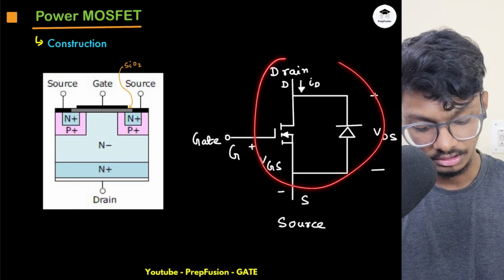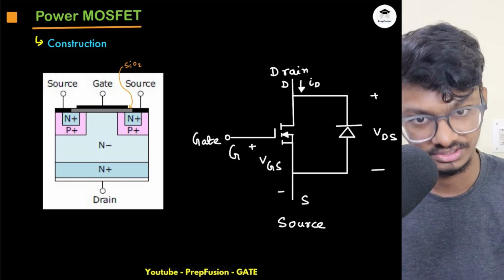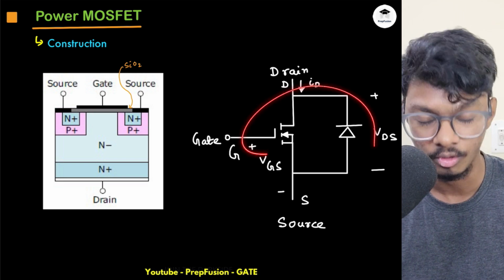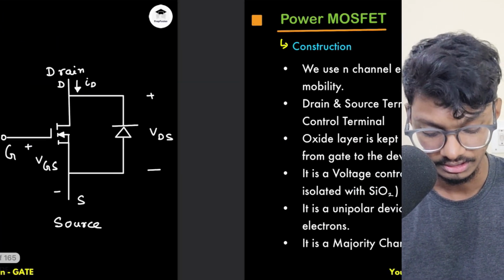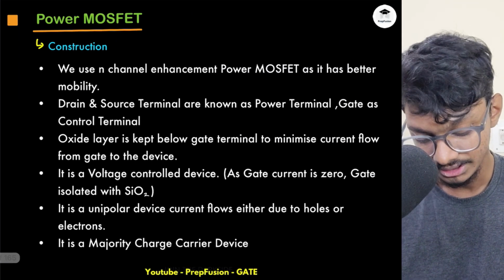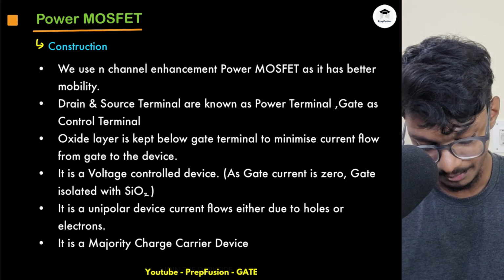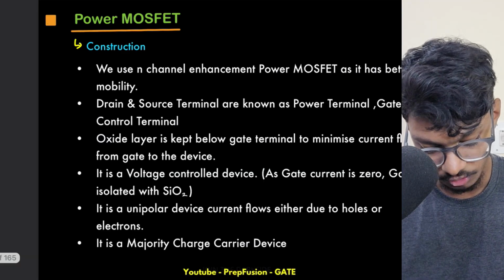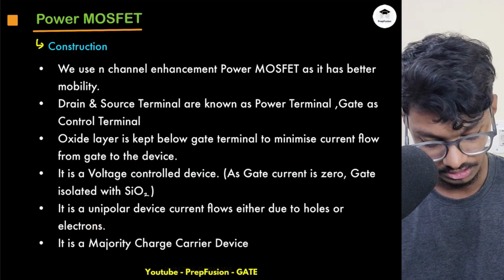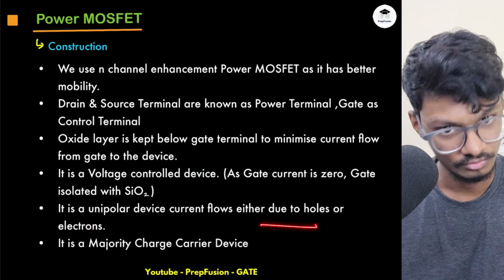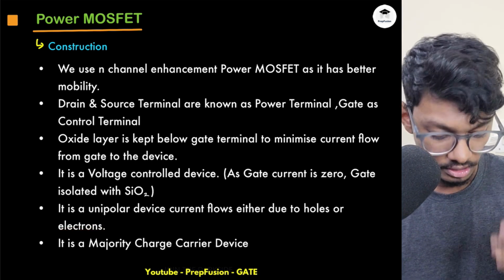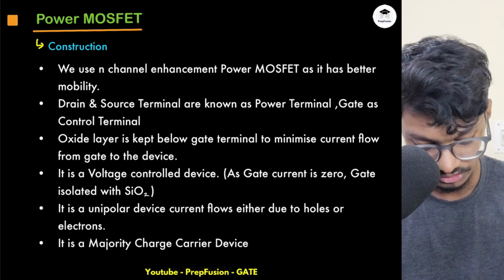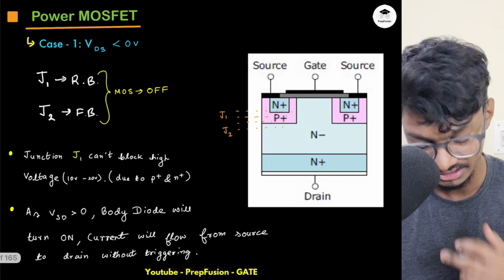Also, we cannot exactly block a reverse voltage with this, because there is a body diode, so we cannot block a reverse voltage, but we can block a forward voltage. We'll understand that in a bit. Okay, so it is a majority charge carrier device. Why? Because it is unipolar. As it is unipolar, current conduction is due to either holes or electrons, not both. So only one charge carrier is present, and that charge carrier must be the majority. So it is a majority charge carrier device.